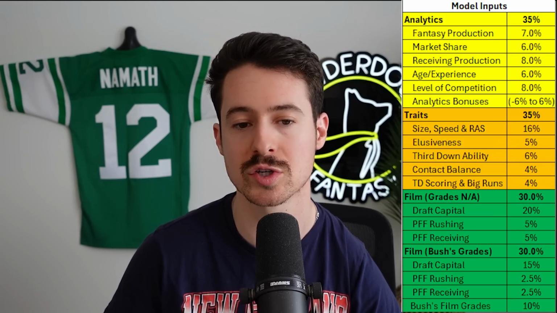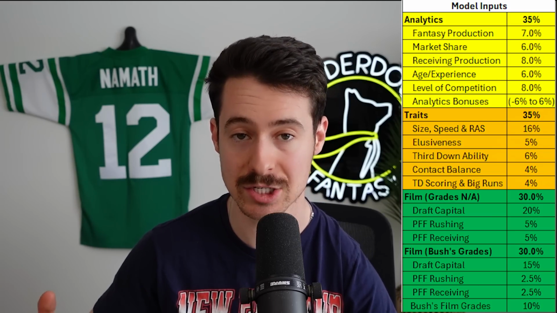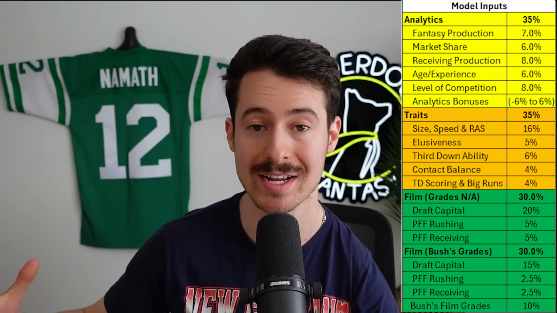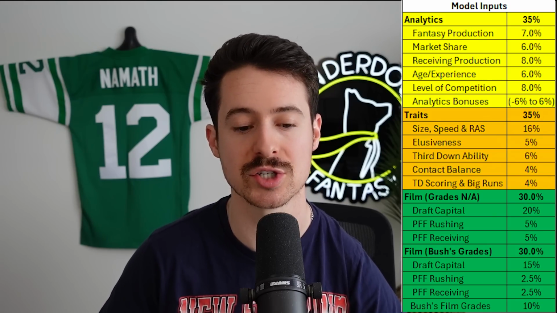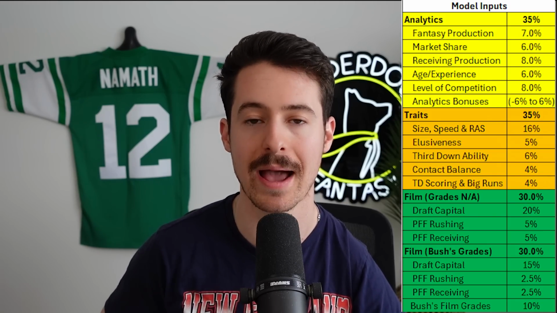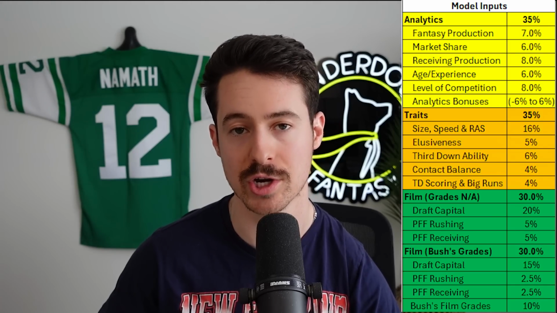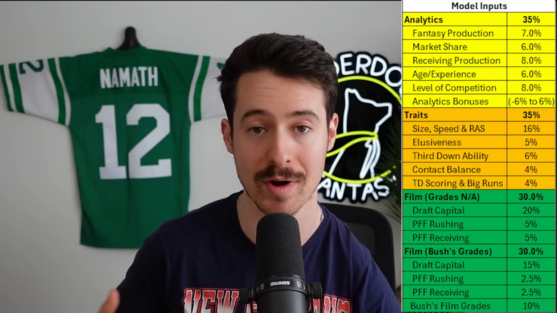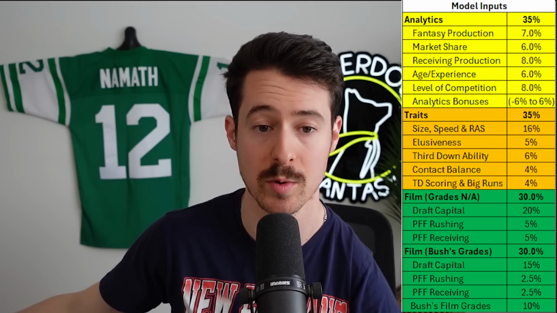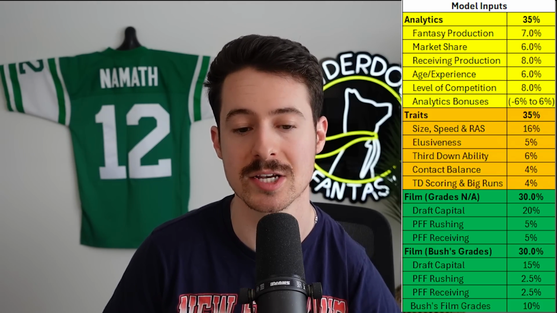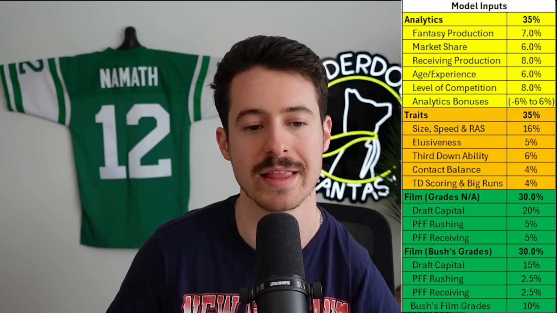The final results were a 35% analytics grade, a 35% traits grade, so size, athleticism, things like that, 30% film grade, so I measured that using draft capital from the NFL, PFF rushing, PFF receiving grades. If I had graded the prospect, because my grades didn't go back further than 2021, then I used my grades as well, and I have the adjustments on the screen there.